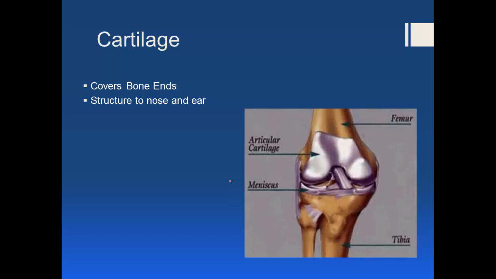Cartilage is another type of connective tissue. Cartilage is the thing that covers the ends of bones. This is called articular cartilage or joint cartilage, and this is the knee right in here. You have the meniscus in here as well. Cartilage is also the stuff that gives structure to noses and ears.